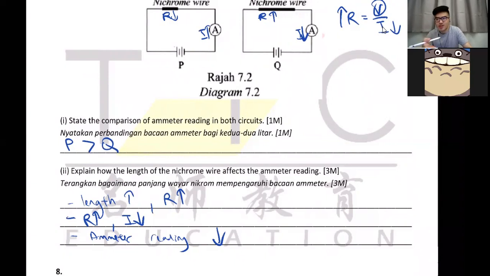Wow, really short answer, huh? I'm just writing it for you to understand. In the exam, you have to write full sentences. The longer the length, the higher the resistance, the lower the current in the circuit, the lower the ammeter reading. You have to write the full thing. Lebih panjang konduktor, lebih tinggi rintangan, lebih rendah arus dalam litar, lebih rendah bacaan ammeter. That is a long answer.